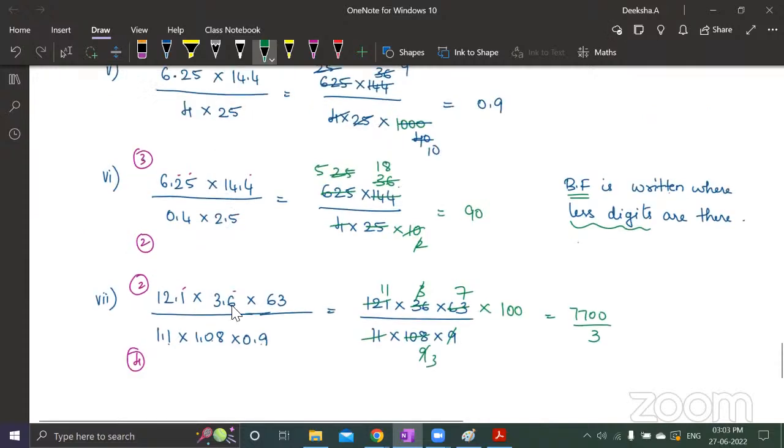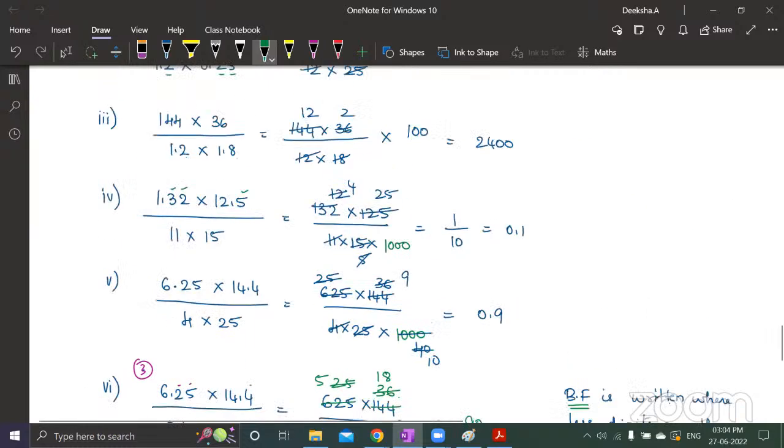You have to practice this way of cancellation because in the entire percentage, profit and loss chapter, we will be having values like this, because we will be writing percentage factors, which will definitely have decimal numbers. You should know how to simplify fractions with decimal numbers.